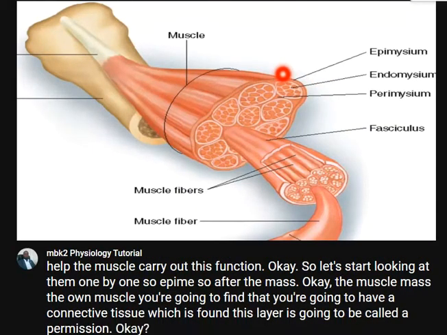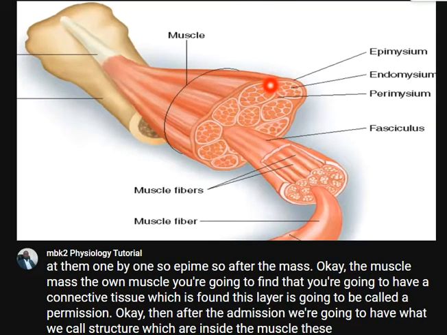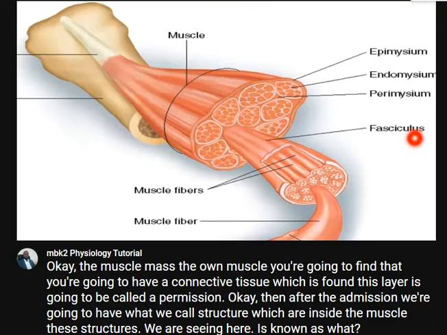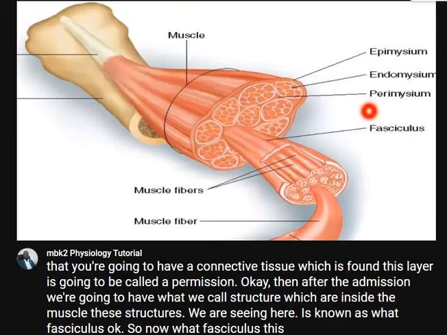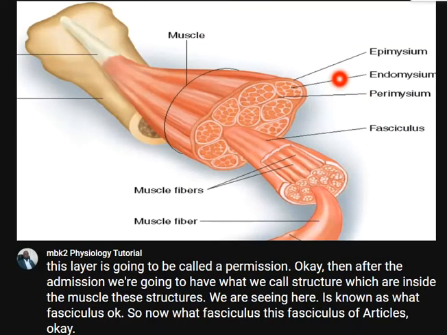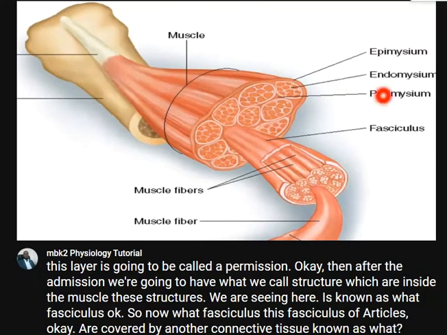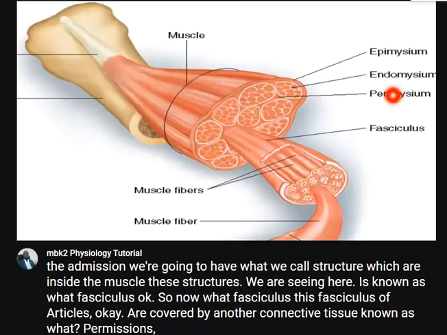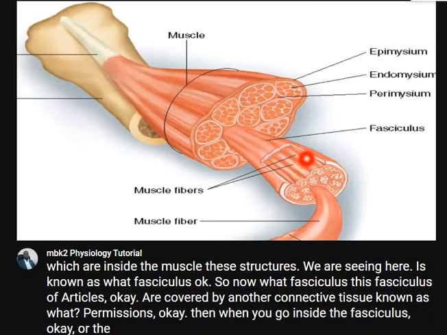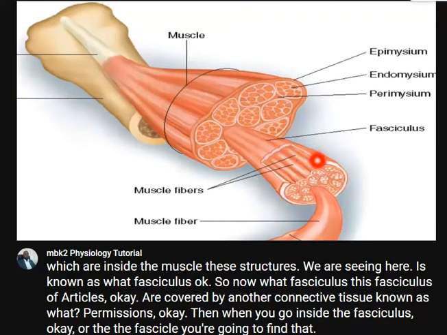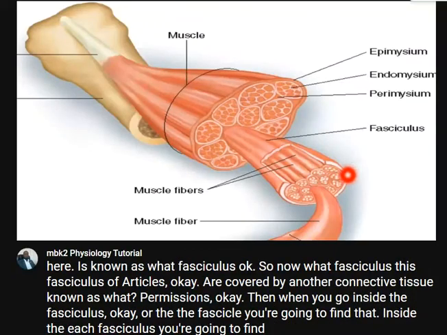Then after the epimysium, we have structures inside the muscle. These structures we are seeing here are known as what? Fascicles. These fascicles are covered by another connective tissue known as what? Perimysium. Then when you go inside the fascicle, you're going to find that inside each fasciculus there are muscle fibers.